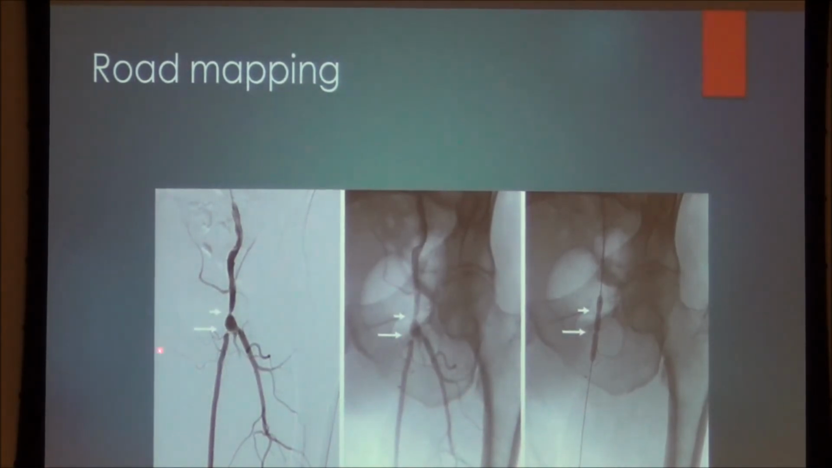Road mapping is another technology. So you do the angiogram, the machine will add this angiogram picture to the bony structures. And when you want to do intervention, that road mapping will stay on the image, so comparing to the bony structures, you know where you want to do the intervention. This is ballooning of the common femoral artery.